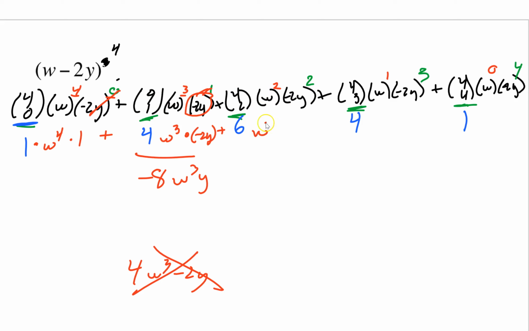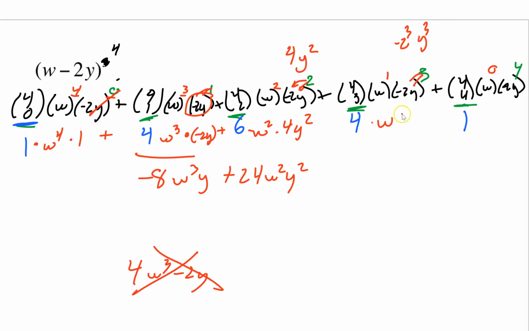W squared is W squared. Now again, watch out, that 2 goes to both of them. So negative 2 squared is 4, y squared is y squared. Again, these are all being multiplied. So I get positive 24 w squared y squared. Over here, w to the first. That 3, watch it, goes to all of them. Negative 2 cubed, y cubed. So I get negative 8 y cubed. And again, all being multiplied. So negative 32 w y cubed.